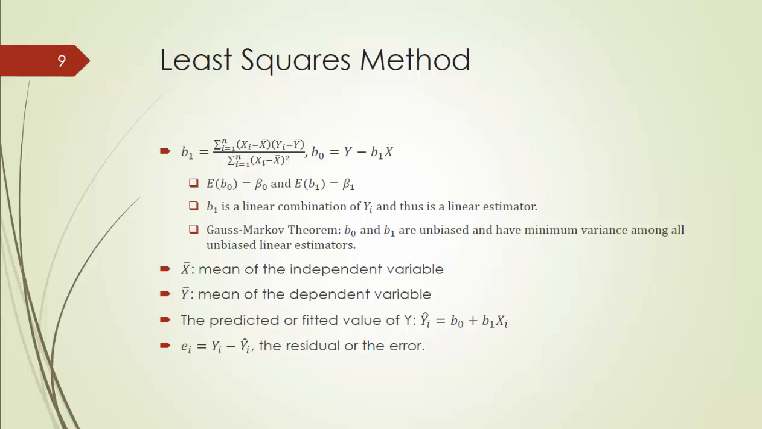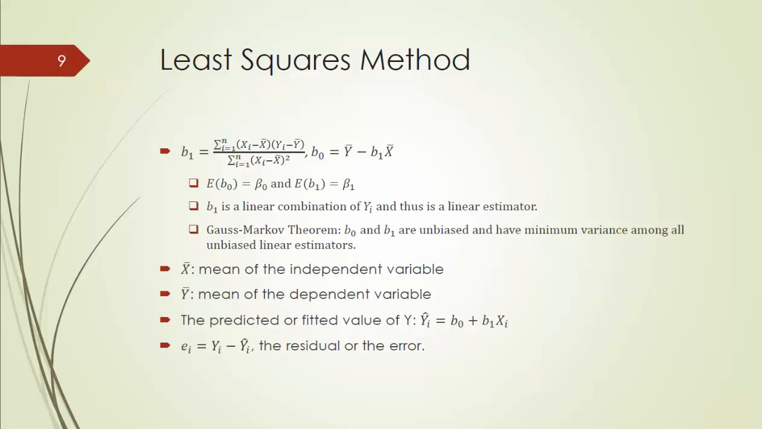In the formulas, x bar is the mean of the independent variable, and y bar is the mean of the dependent variable. Based on the estimated regression equation, we can easily compute the predicted value of y for any given x. This value is also called the fitted value, denoted as yi hat. Here, we introduce another very important concept in regression analysis, the error or the residual. The residual is denoted as ei, which is simply the difference between the actual y value and the fitted value. We'll have a lengthy and in-depth discussion on the residuals later.